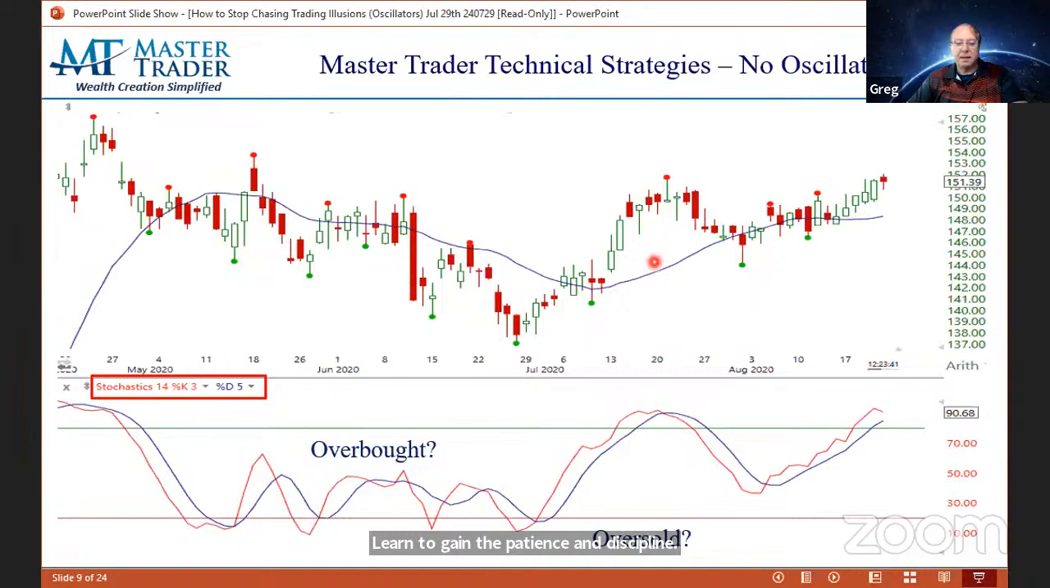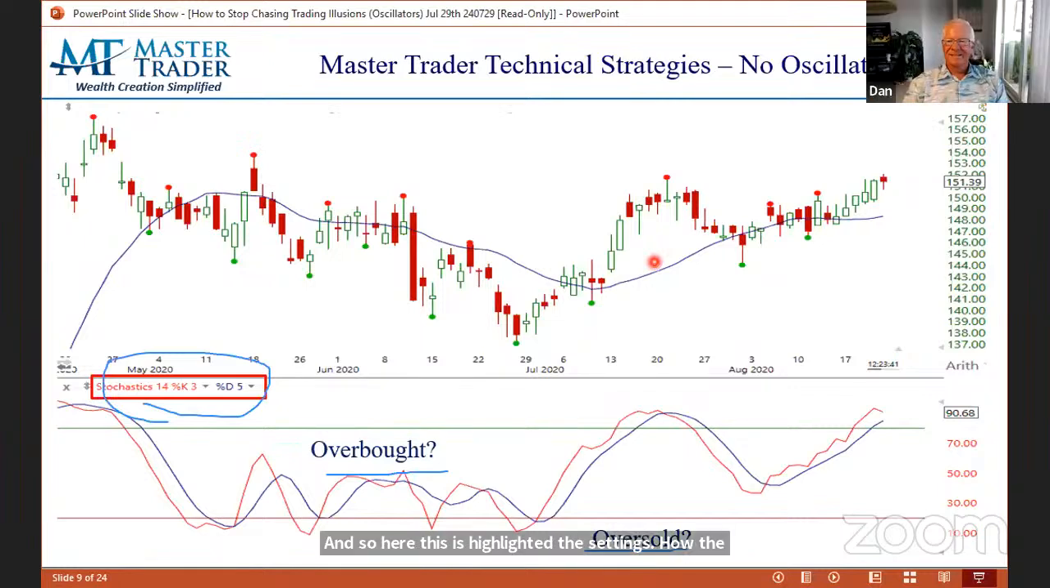There is an oscillator, and that's why it says, is it overbought? Is it oversold? These are subjective terms. They're meaningless terms. Why are they meaningless? Why do so many people use them? They don't know what else to do. This is what they were told to do by someone else. And so here, this is highlighted, the settings. How the hell do you know those settings are right? Because someone else told you to use them, because that's what came on the platform.